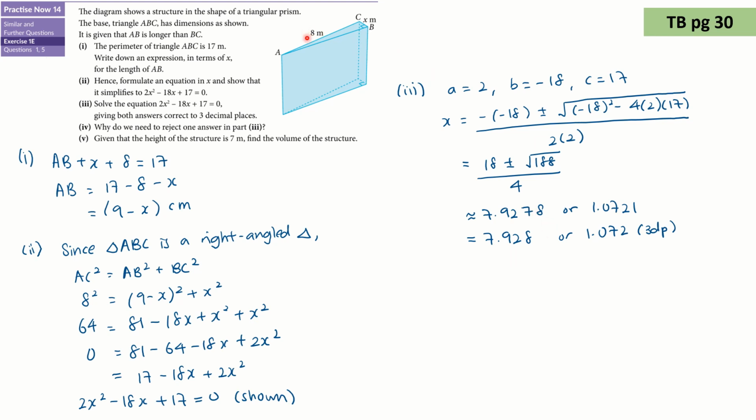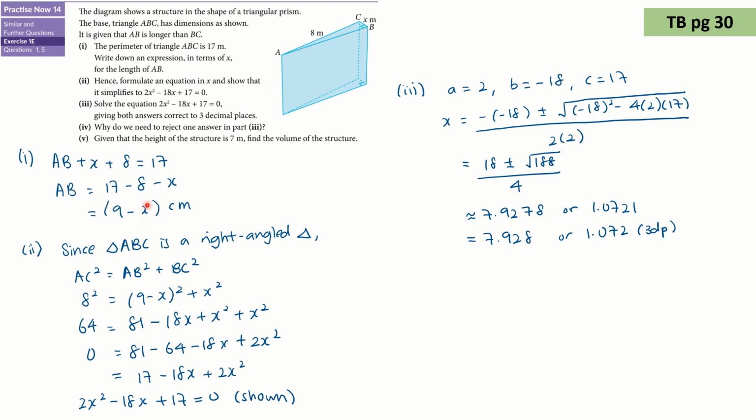So, going back to the context, we think about what information has been given to us. There's this critical information here that says it is given that AB is longer than BC. So X, what exactly is it? X refers to this length BC. Okay, so what will happen if X were to be 7.928? What happens to the length AB? And if X were to be 1.072, what is the value of the length AB?